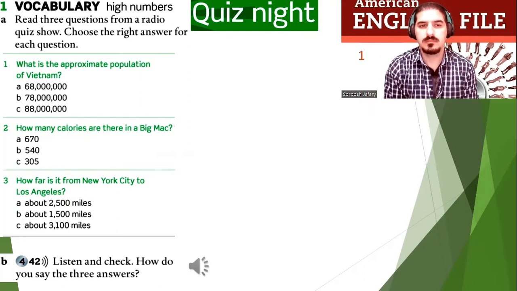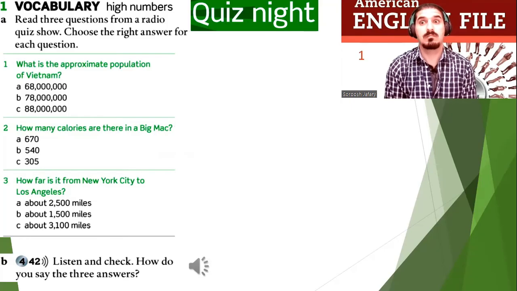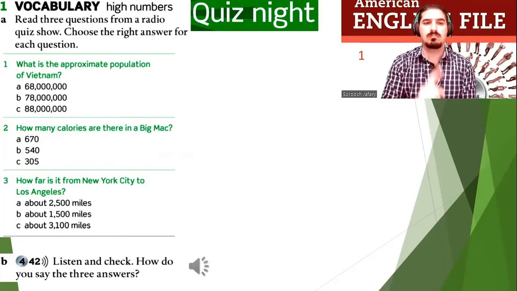Question 2. How many calories are there in a Big Mac? Is it A, 670, B, 540, or C, 305? I think it's A, 670. Final answer? Final answer, 670. I'm sorry, the right answer is B. A Big Mac has 540 calories.